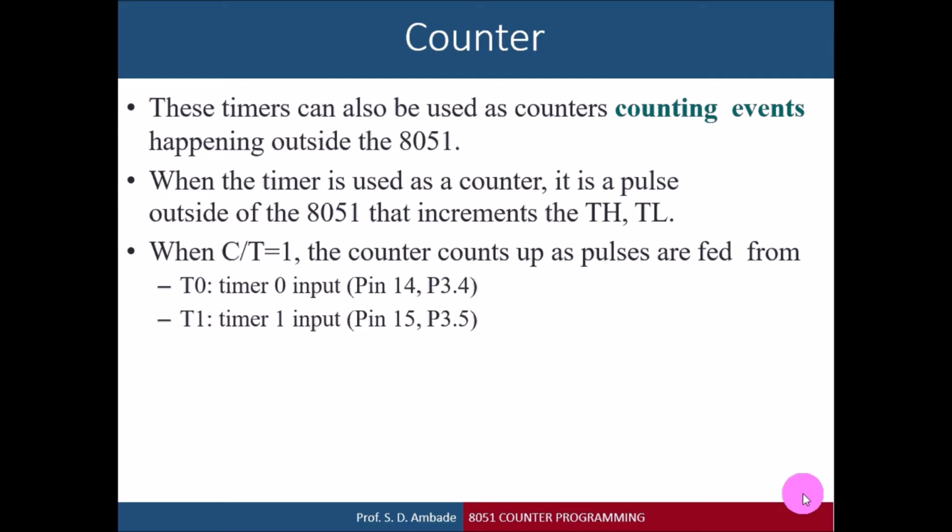When C slash T is equal to 1, it means we will use that 8051 as a counter. If the status of C slash T is equal to 0, then the 8051 timer will be used as a timer. The counter counts up as pulses are fed from T0 and T1.